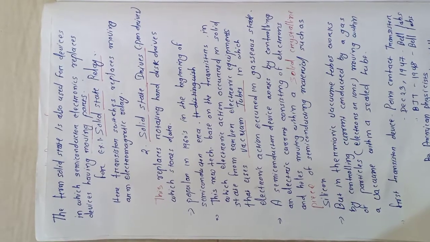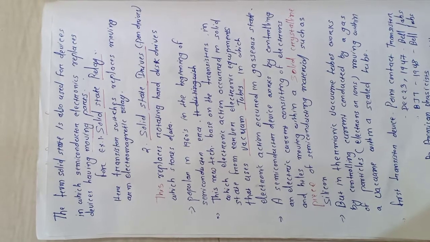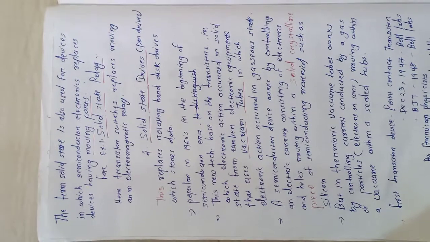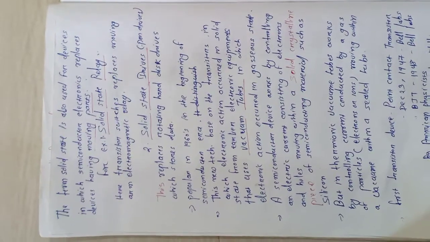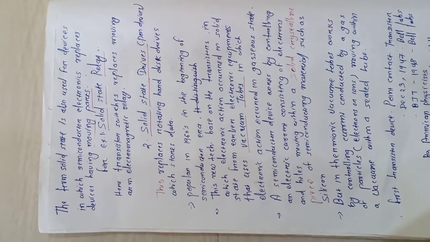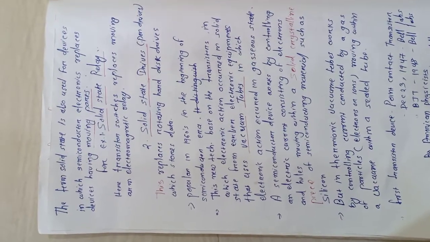So solid state जो term है वो कहाँ भी यूज होता है? It is used for devices in which semiconductor electronics, जो semiconductor का devices है, replace करता है those materials which have moving parts. For example, a solid state relay.